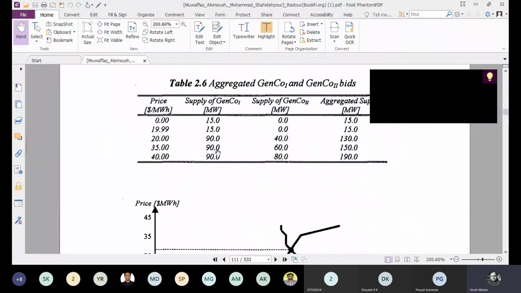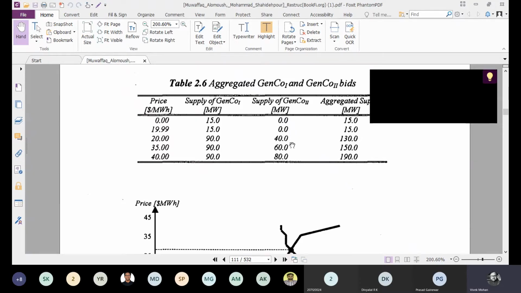It should be 90 megawatts. Then what about the supply from Genco 2 at 27.5? What's the remaining? 50 megawatts. Total is 140. And also from 40 to 60, there is a 20 megawatt hike. Here the price hike is 15. So 27.5 is half of this price hike. That is 15 by 2, which is 7.5. Here it is 20 by 2, which is 10.